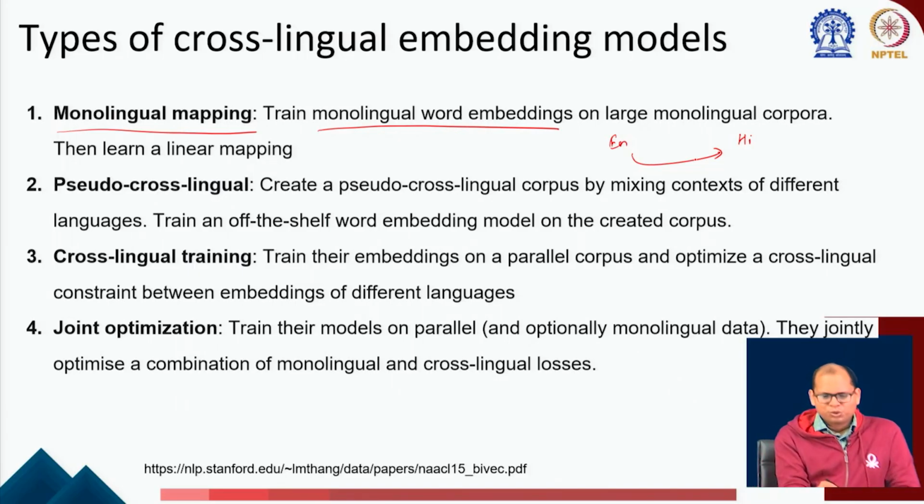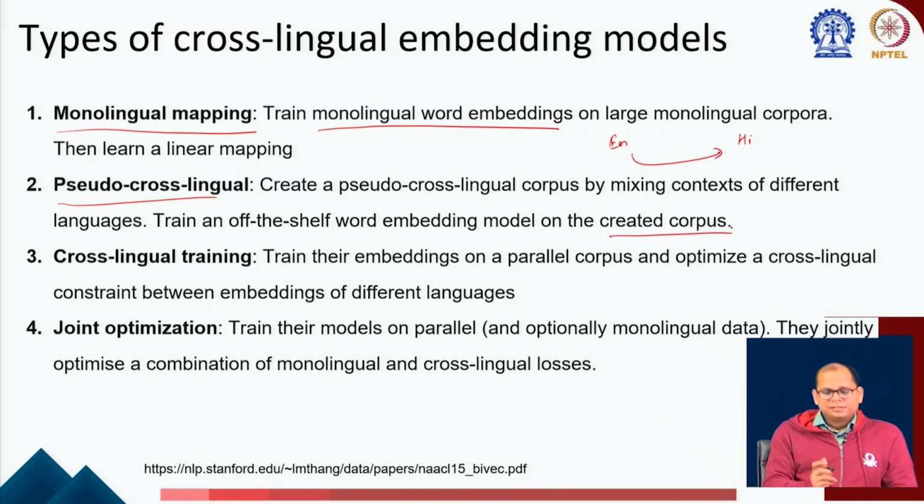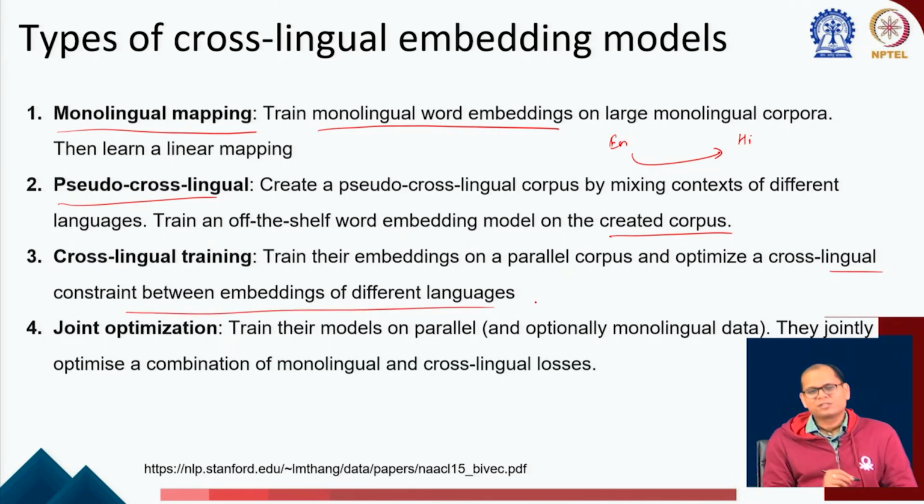You can also use some pseudo-cross-lingual method, where you can mix the context of different languages and train an off-the-shelf word embedding method on this mixed corpus. So we'll see an example of this kind of method, where you can mix data across languages, right, and create a corpus which is multilingual by design. Then you can also do cross-lingual training, where you have some parallel corpus across languages, and you optimize some cross-lingual constraint between embeddings of different languages, right? And we will see some examples for that.